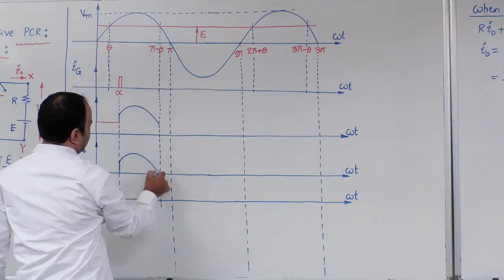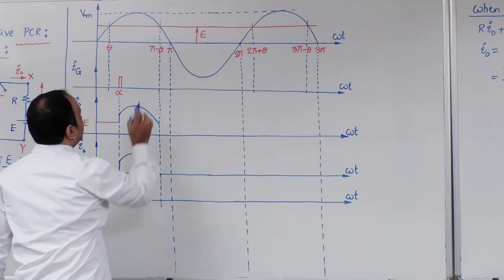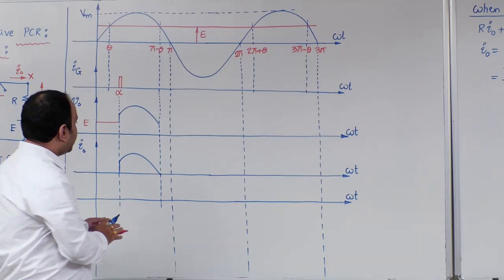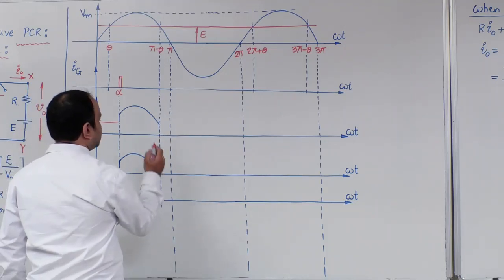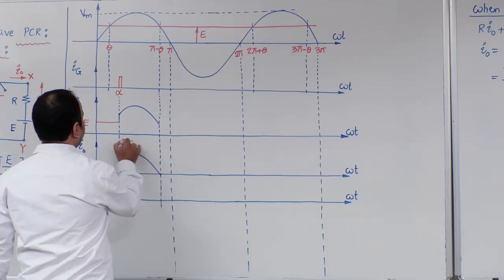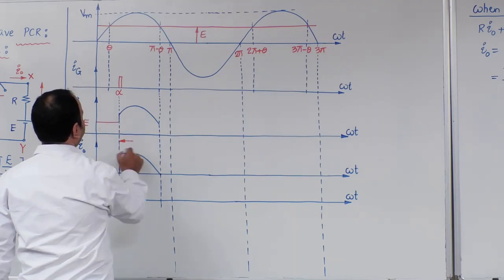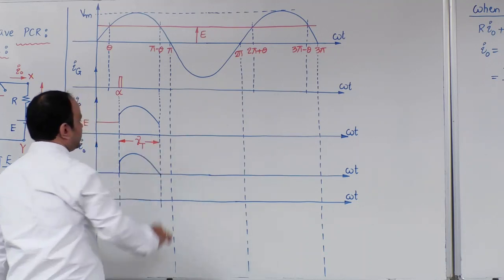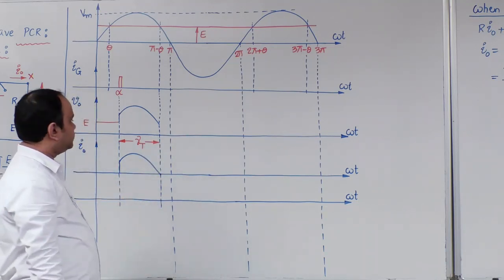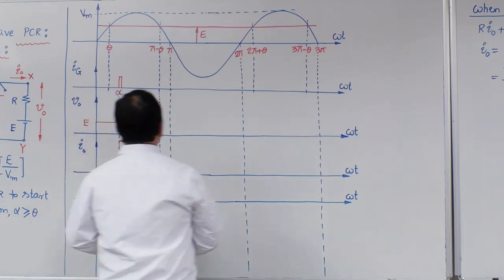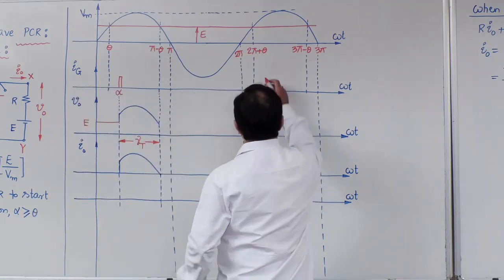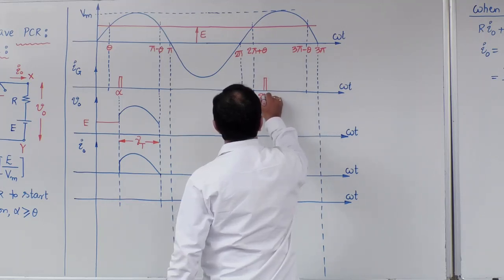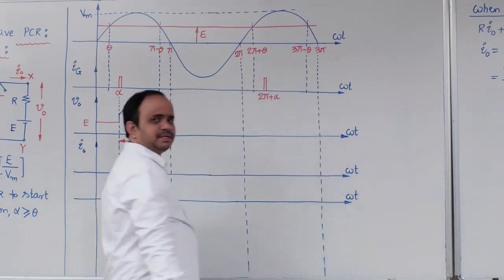At pi minus theta, current reaches 0. Beyond pi minus theta, SCR will be reverse biased, and hence the device will be in the turn off state. Therefore, we can treat alpha to pi minus theta as the conduction angle. Next, in the next cycle, SCR will be triggered at 2 pi plus alpha.